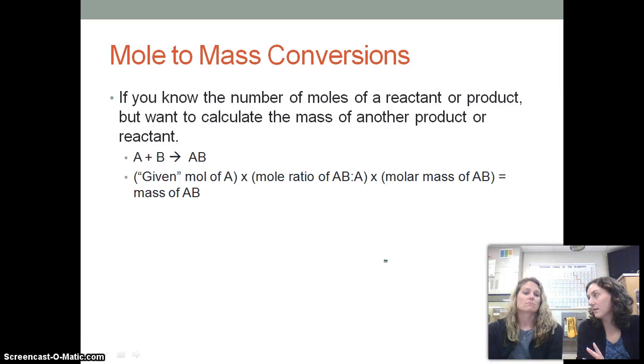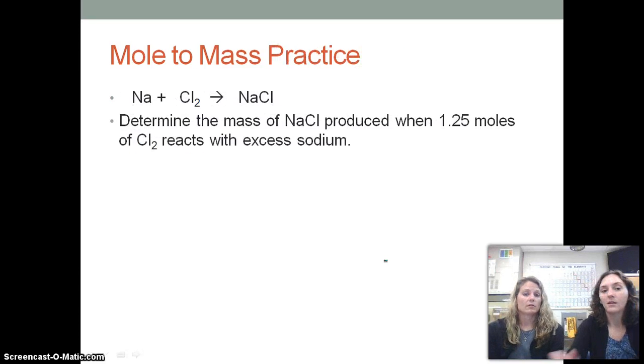What are the units for molar mass? Gram per mole. Good. So again, your moles are going to cancel out, and all you're left with are grams of AB. Okay, so balance. We have 1 sodium, 2 chlorine, so we need to have a 2 here, a 2 here.